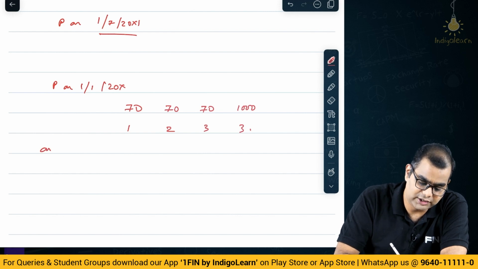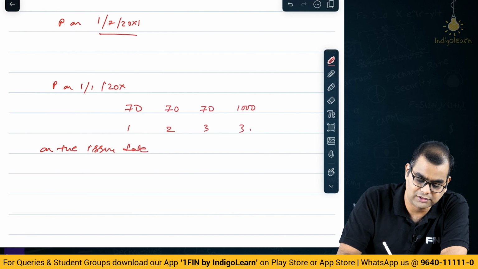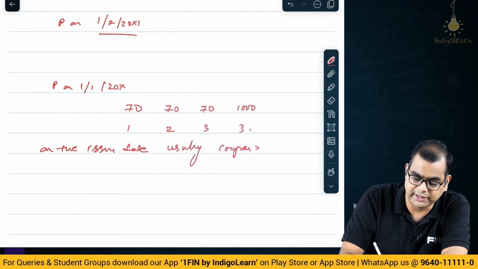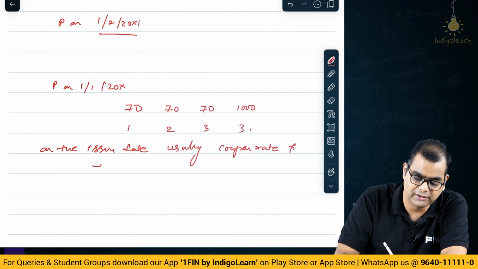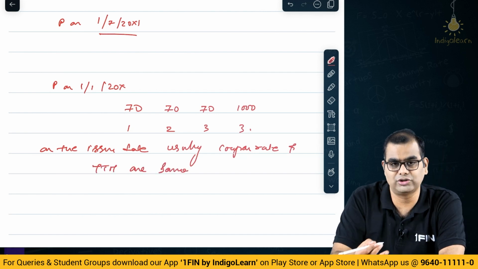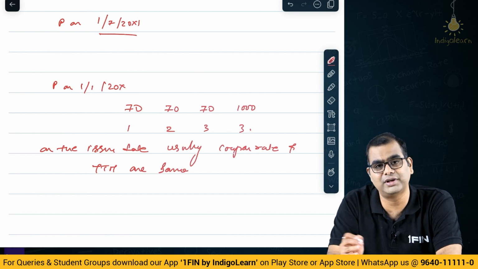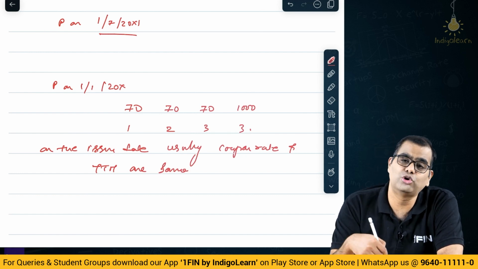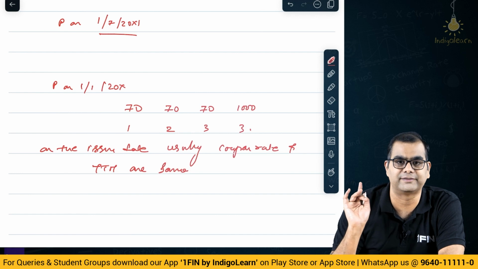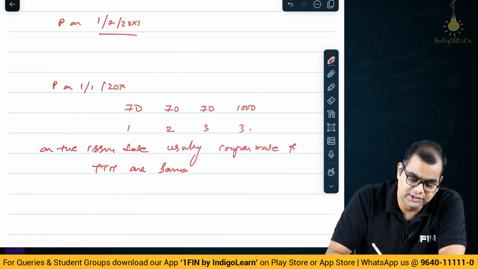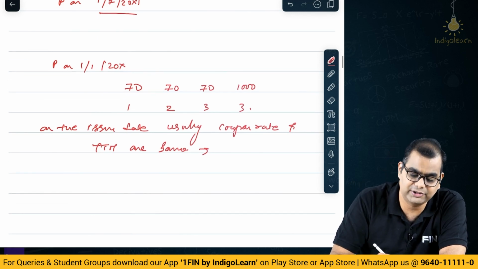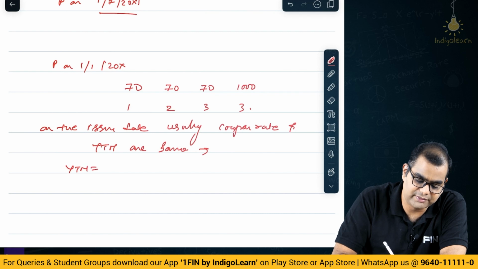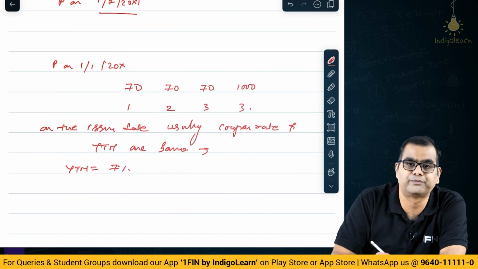Now, on the issue date, usually coupon rate and YTM are same. See, because you are issuing the bond, you know what is the yield of a similar instrument in the market. So, you will put the coupon as equal to the yield, because you are the company who is issuing the bond, right. So, they are same. So, what will happen to this? YTM is equal to 7%.